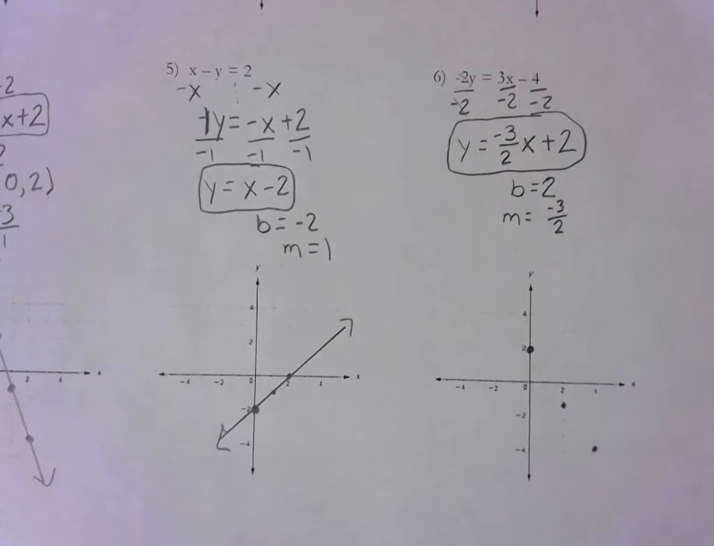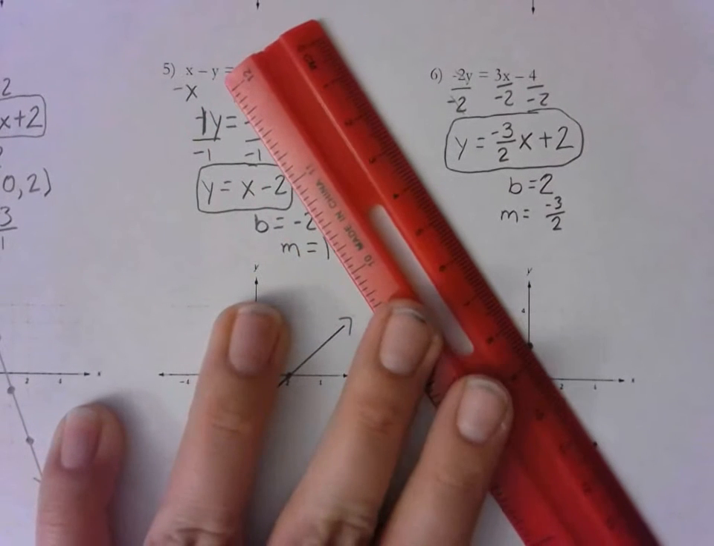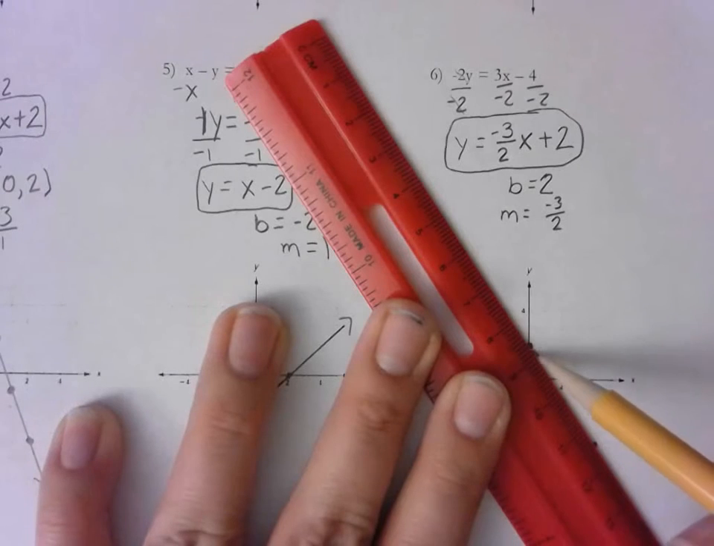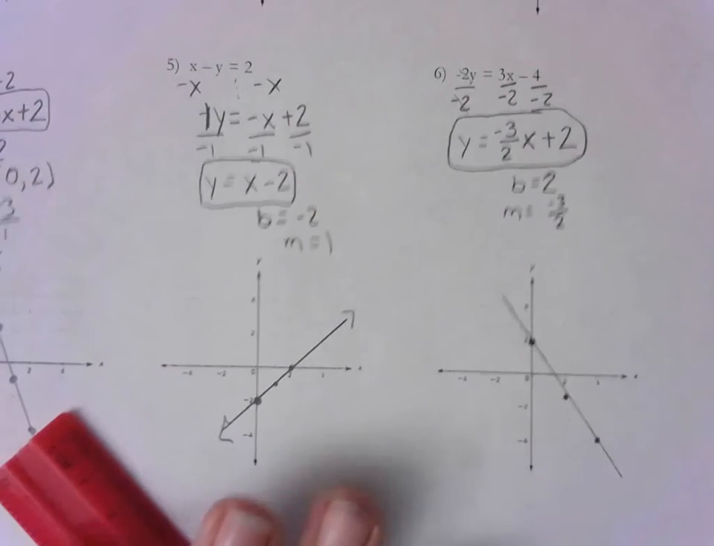It's hard to see those lines, so it's okay if it's a little off. Then again, get your ruler. Hopefully this is, yes, pretty good, pretty straight. There's our line.